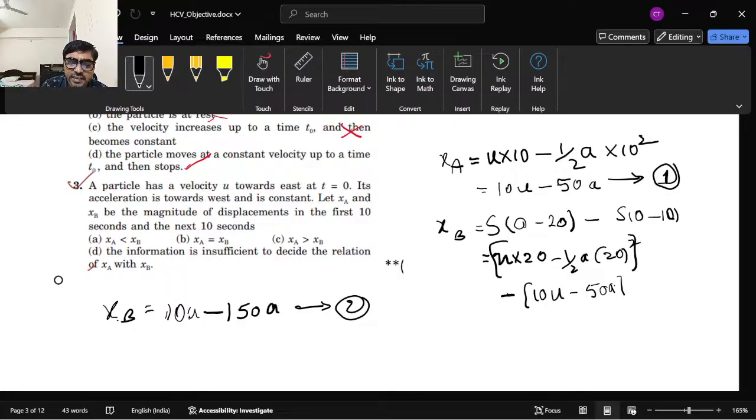Let's calculate xa minus xb. xa minus xb. xa is how much? 10u minus 50a, and that is xa. xb is how much? u into 20.